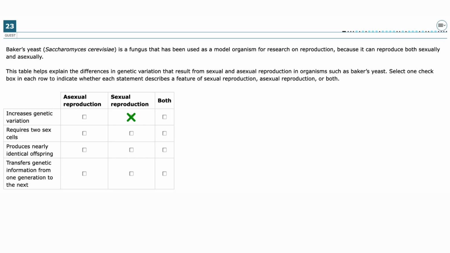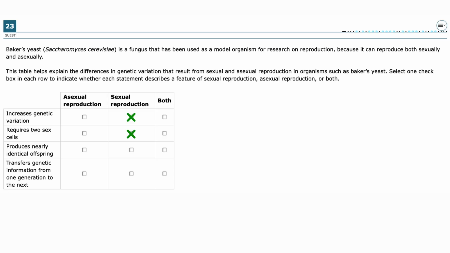Sexual reproduction combines DNA from two parents, leading to unique offspring with a mix of traits. This increases genetic variation. Asexual reproduction creates clones, so it does not. The next says, requires two sex cells. The correct answer is sexual reproduction. Sexual reproduction requires two sex cells, like sperm and egg, to combine. Asexual reproduction uses just one parent and doesn't involve sex cells.